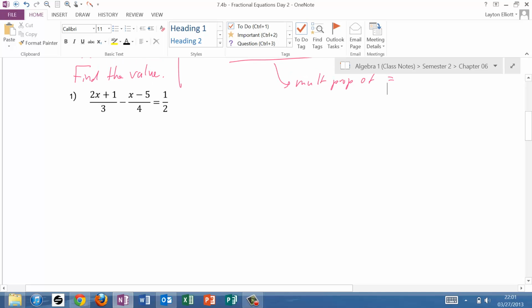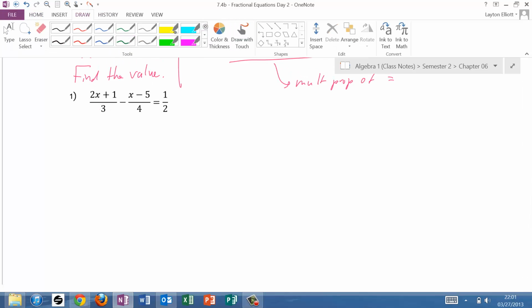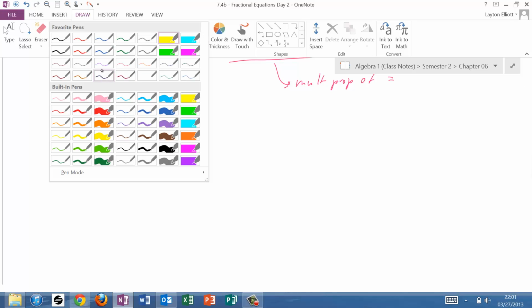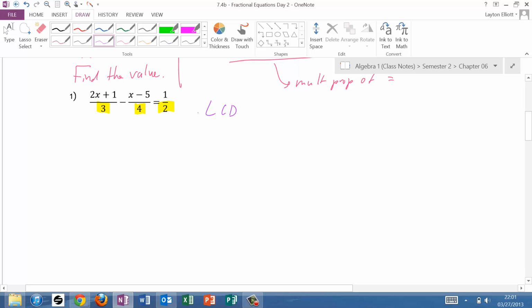So if I look at the first one, I have a 3 in the denominator, a 4 and a 2. Picking the LCD, 3, 4, and 2 would give me 12. So I'm going to put the left side in parentheses and the right side in parentheses, and I'm going to multiply the left side and the right side by 12.